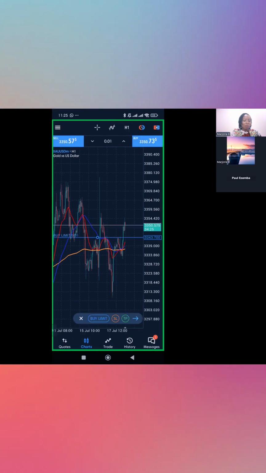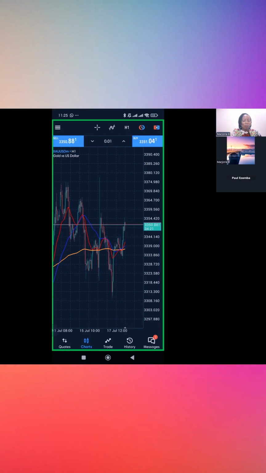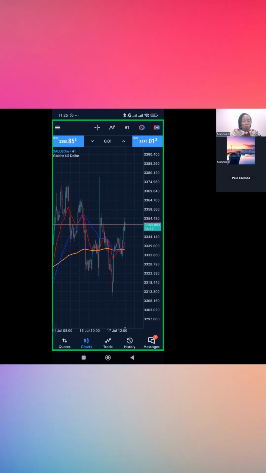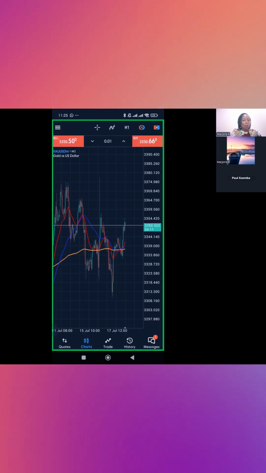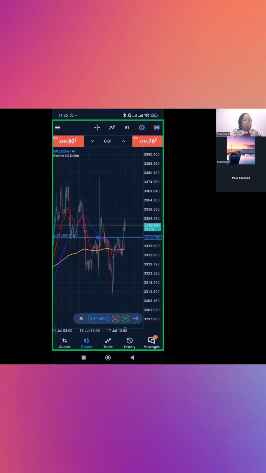So like now, okay, let me do that again. Like now, if I'm on this chart and I want to take my trades without going to the trade part, you see this thing that looks like a clock? Can you see it? Okay. That icon that looks like a clock? So you click it. When you click it, it's going to show you lines.